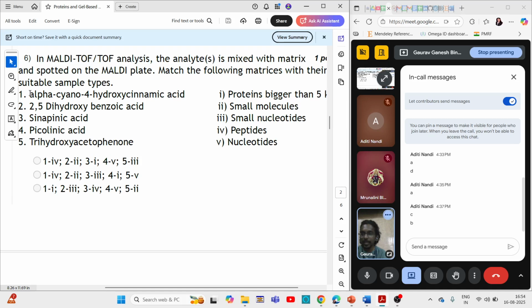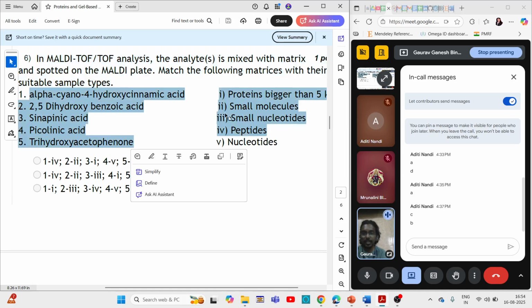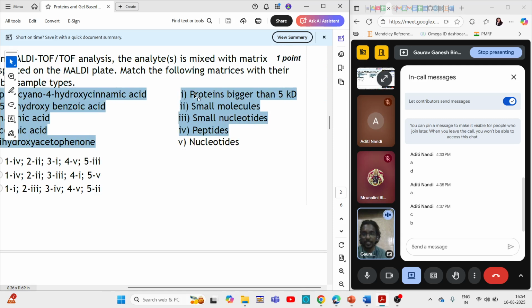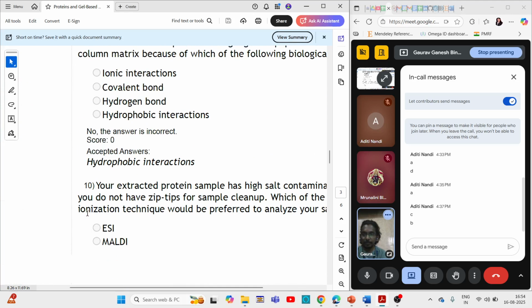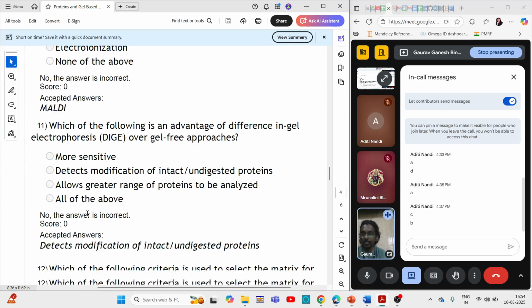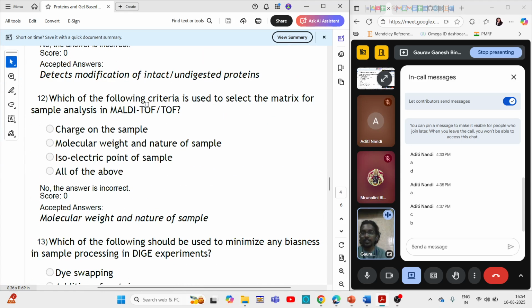These are different matrices available and they are decided on the basis of the nature of the sample, as well as the molecular weight, whether they are small molecules, nucleotides, whatever it is. So depending upon the molecular weight and nature, you will determine the matrix to be used. So that's what the question was: which of the following criteria? It is molecular weight and nature of the sample.